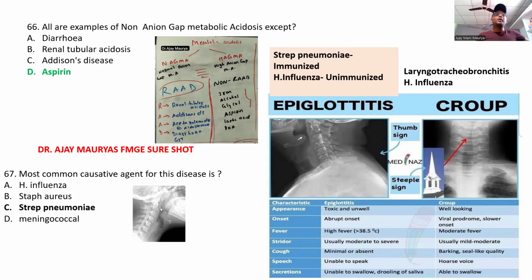Also here is the most common causative agent for the disease. This is the thumb sign. You have to see that in the case of acute epiglottitis. The most common is Strep pneumoniae. If the patient is not immunized with the HIB vaccine, then it is going to be H. influenzae, or else it is Strep pneumoniae. You have to differentiate between epiglottitis and croup syndrome. Epiglottitis has the thumb sign, and croup has the steeple sign. Please study the characteristics, guys, and the management also.